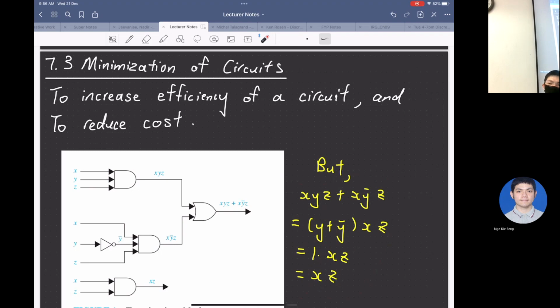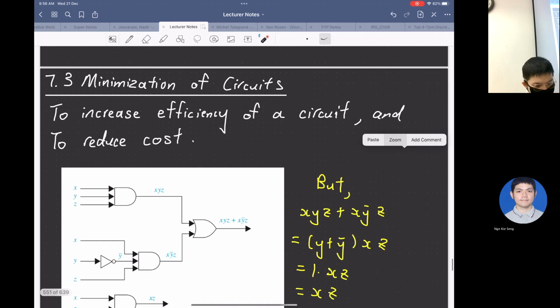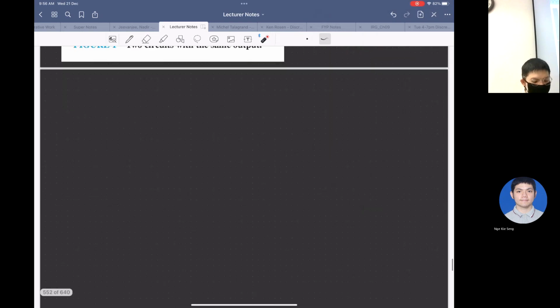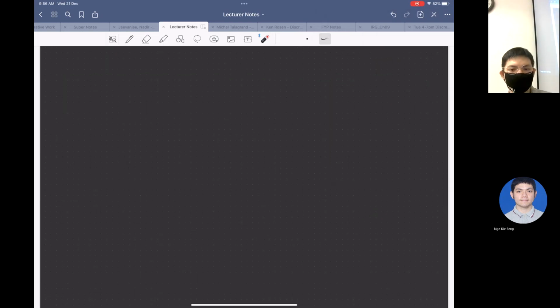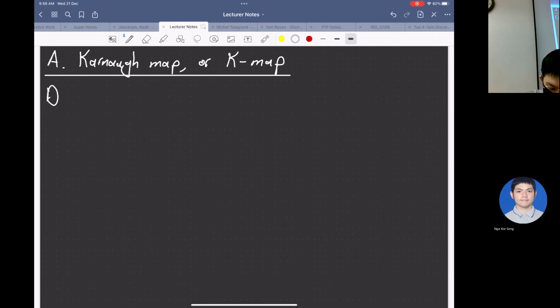We will learn how to systematically reduce gates. The first thing we need to do is define what a Karnaugh map is, or the K-map. A K-map is defined for a Boolean function.